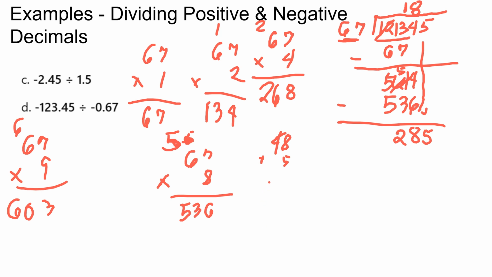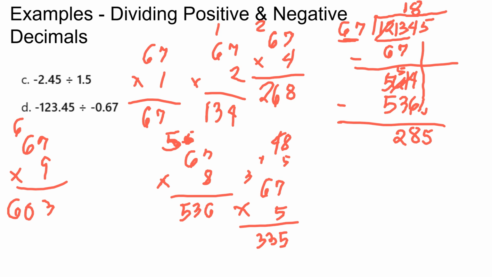Just to be on the safe side, if I multiply 67 by 5, 7 times 5 is 35, carry 3. 6 times 5 is 30, plus 3, that would be 335. So 67 times 5 is 335.